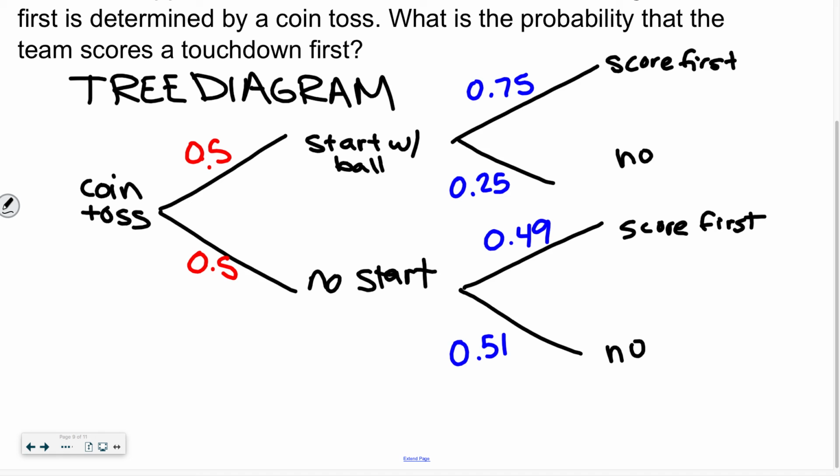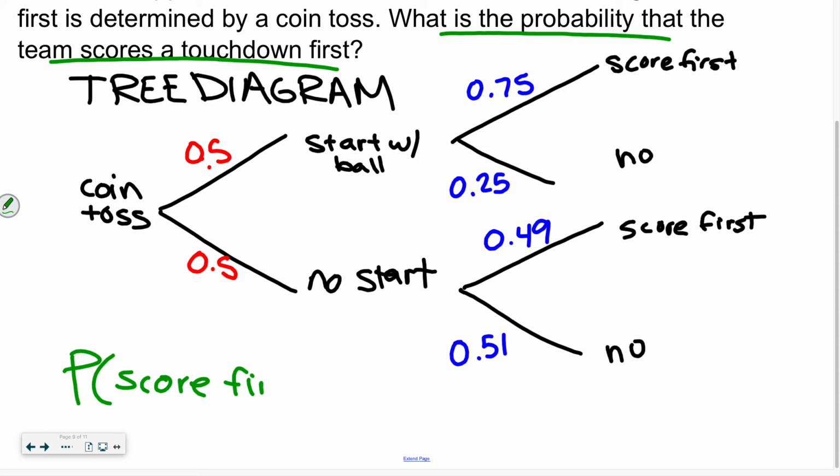Now we want to answer the question finally that is posed here. What's the probability that you score a touchdown first? Okay, so I'm going to say the probability that you score first. You can score first two ways. You can score first when you get the ball first, or you can score first when you don't get the ball first. Okay. So on the branches, you're going to be multiplying, and in between, you're going to be adding. Because it's like, I have the ball first, or I don't have the ball first. So that's an or.